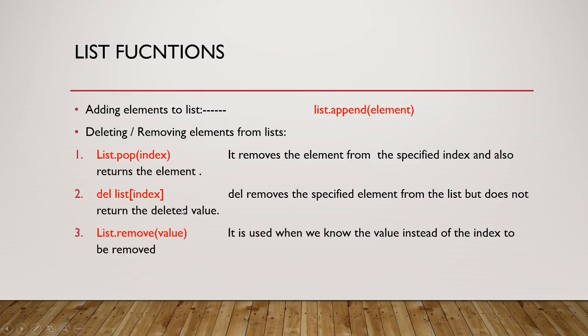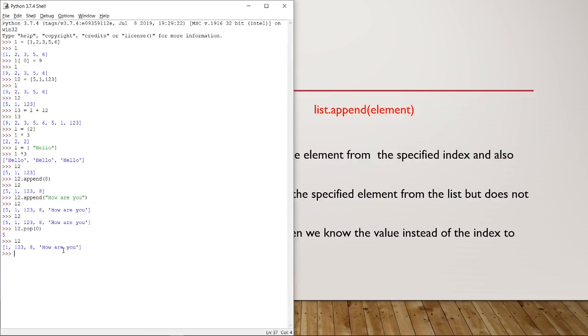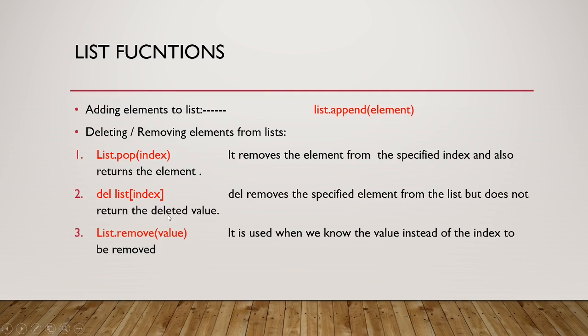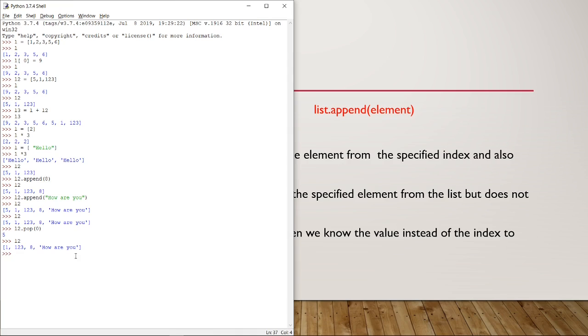Now the second one, it is a statement, not a function. The del statement is used to remove the element from the list using indexes. It will not return the deleted value. Also, in case of index, we can use list slicing to delete multiple elements. I am showing you here. This is list L2, so we can write del L2 from 1 to 3. It will delete the elements at index number 1 and index number 2, that is 123 and 8.